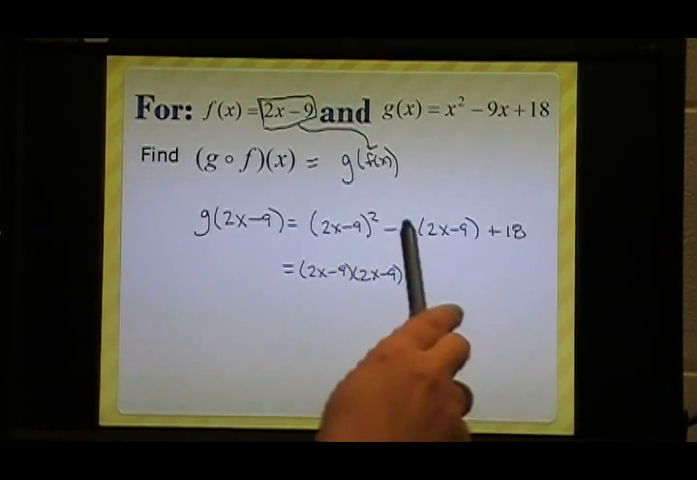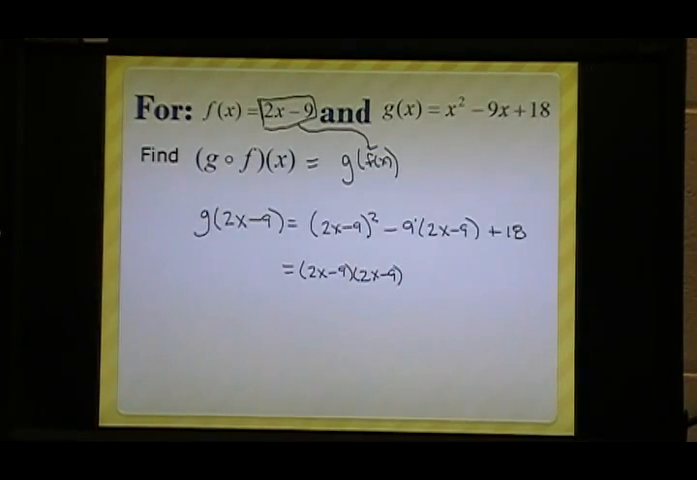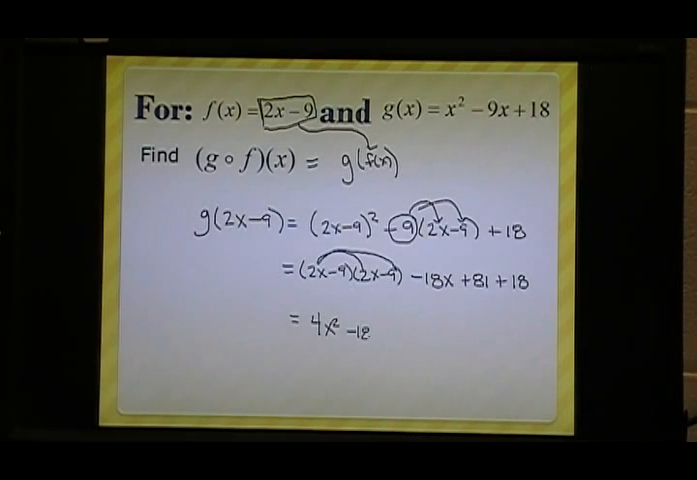I'm going to keep working as I go down. Distributing my negative 9, I have minus 18x, negative 9 times negative 9, plus 81, plus 18. FOILing these, first times first is 4x squared, outer times outer, minus 18x, inner times inner, minus 18x, and last times last is plus 81, and we have minus 18x. I'm just rewriting all the stuff at the end.